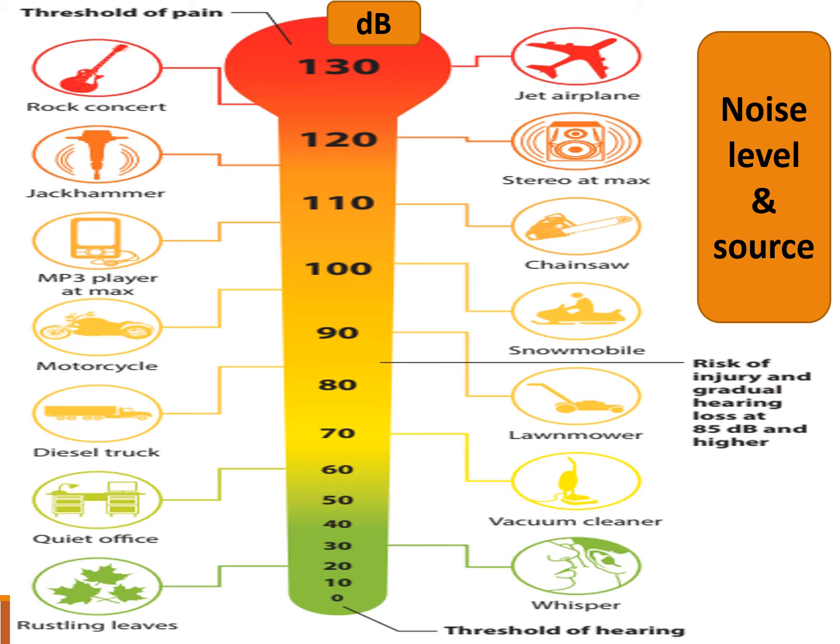Motorcycle more than 90 decibel. Chainsaw more than 100. MP3 player at maximum, just below 110. Chainsaw 110. Jackhammer, more, just below 120. Stereo at maximum 120. Rock concert about 125. Jet airplane 130. Threshold of pain is more than 130. Above 130 is the threshold of pain to the ear.